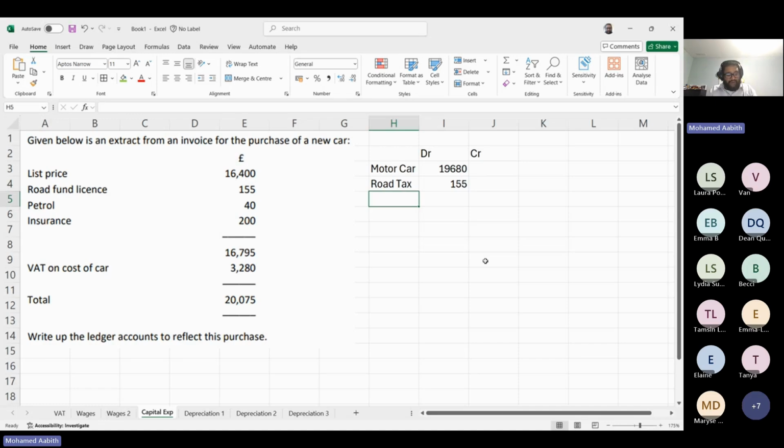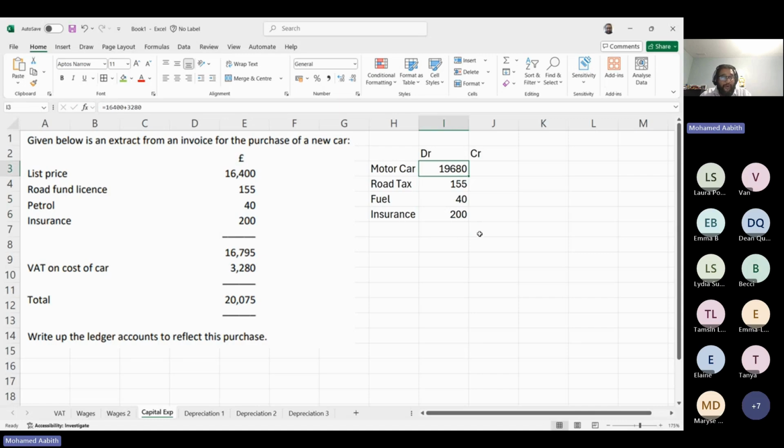The third one is petrol, so we're going to have a fuel account, 40 pounds. And then insurance, 200 pounds. Can you notice I have not included these three in the value of the motor car? Why? These things are yearly costs or running costs. They are not capitalized, and they do not increase the value of my car. These are something I have to incur to operate this motor car. Therefore, these go as expenses. This is an asset and these three are expenses.